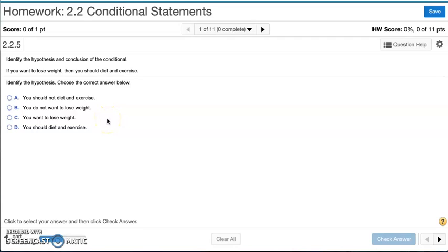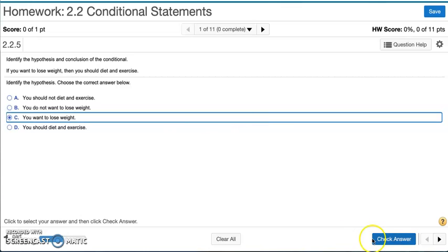2-2 Conditional Statements. Number 1. Identify the hypothesis and conclusion of the conditional. If you want to lose weight, then you should diet and exercise. Identify the hypothesis. The hypothesis is going to be the part right after the if, the first portion. So you want to lose weight is going to be the hypothesis.